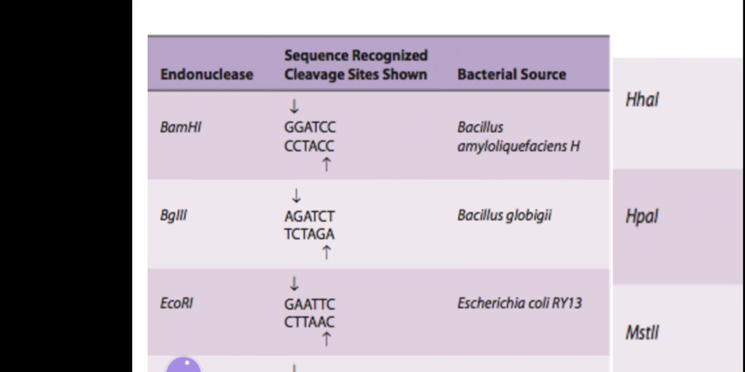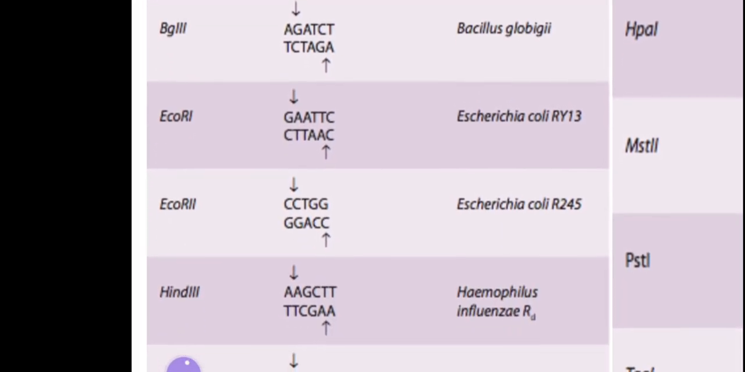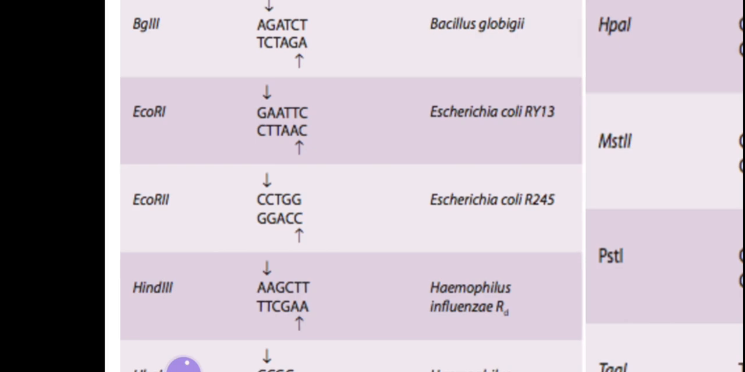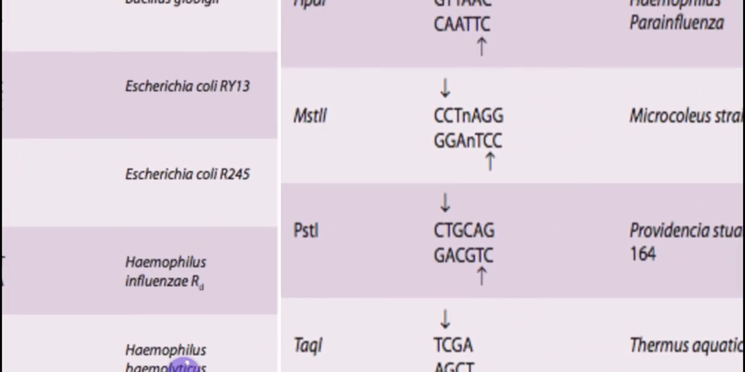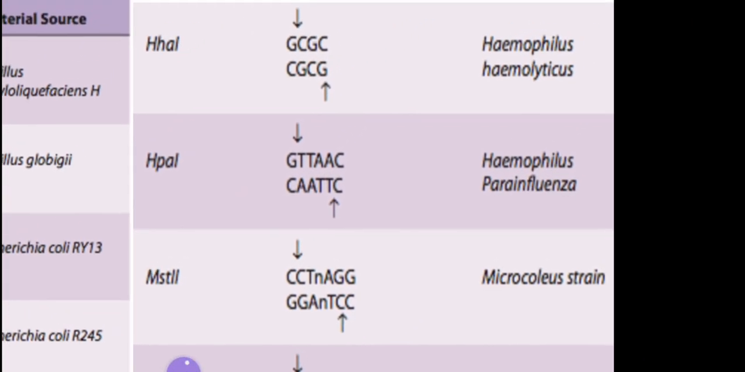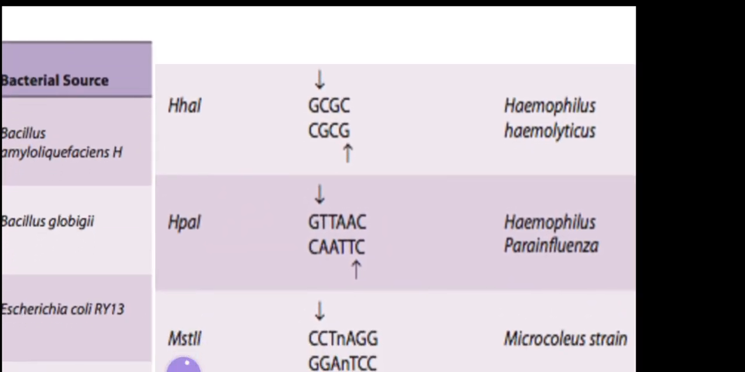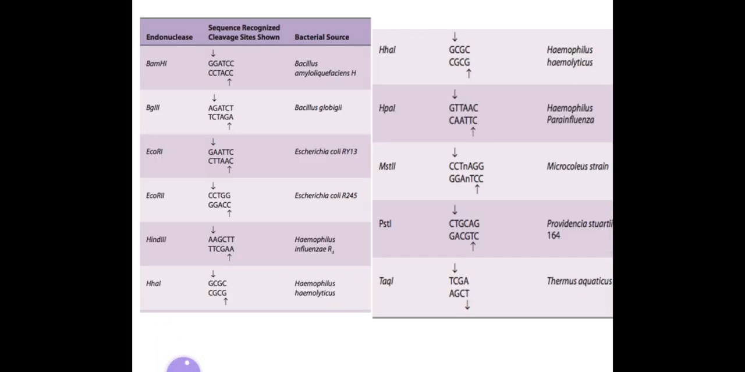For example, this is BamHI, obtained from the bacterium Bacillus, and it recognizes a 6 base pair sequence and also produces sticky ends. This is BglII, the second one. It also produces sticky ends. EcoRI produces sticky ends. EcoRII also produces sticky ends. These are the other enzymes, their genus, and the sequences they recognize, as shown.